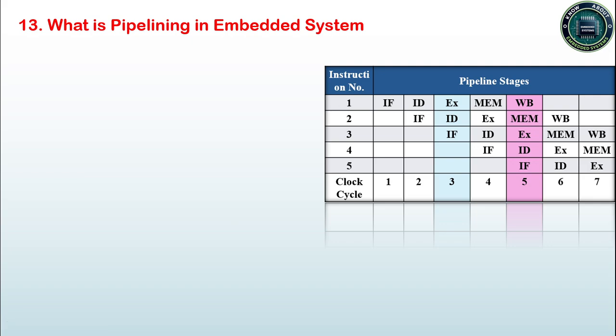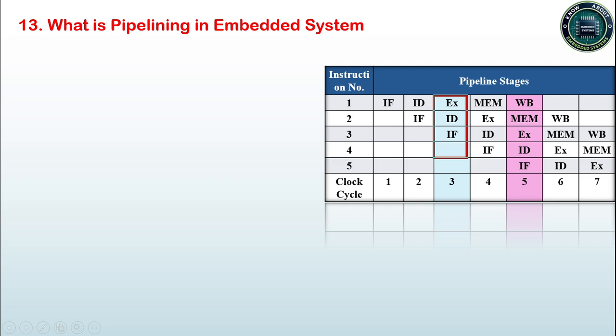The next important question in the interview you can expect is what is pipelining in embedded systems? Pipelining in embedded systems plays a very important role in increasing the speed of execution. What do you mean by pipelining? Pipelining means the parallel execution of multiple instructions.